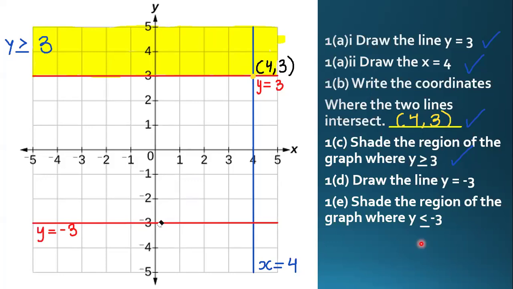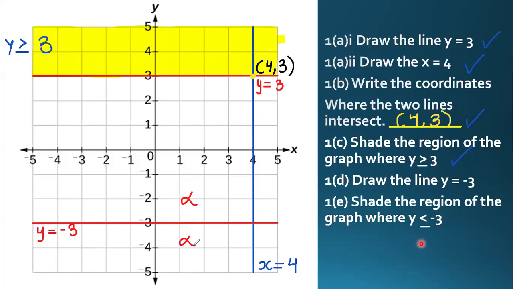Next, it says shade the region of the graph where y is less than or equal to -3. So again, like I said, with these things, you're either going to shade above it or below it. They said shade the region where y is less than or equal to -3. Are we going to shade above the graph or are we going to shade below the graph?